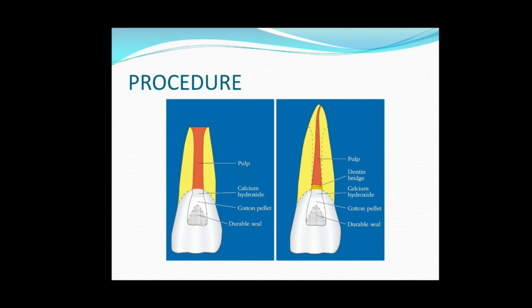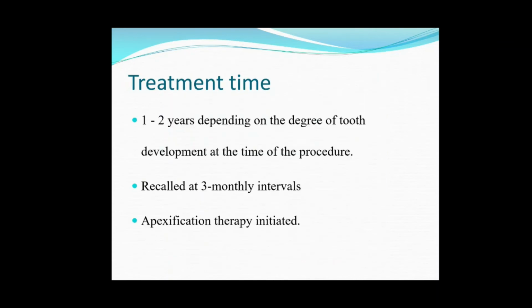The procedure of apexogenesis is opening the access, followed by placement of a suitable intracanal medicament and leaving the tooth to close the apex by itself. It is similar to pulpotomy. Treatment time is 1 to 2 years depending on the degree of tooth development at the time of the procedure, and the tooth is recalled at 3-month intervals regularly, and then apexification therapy is initiated.